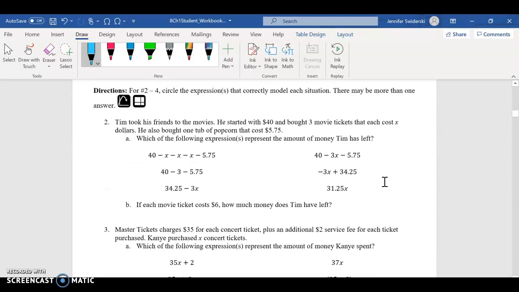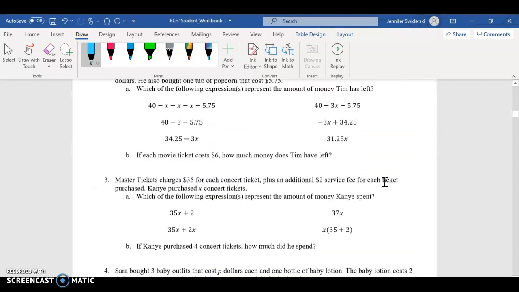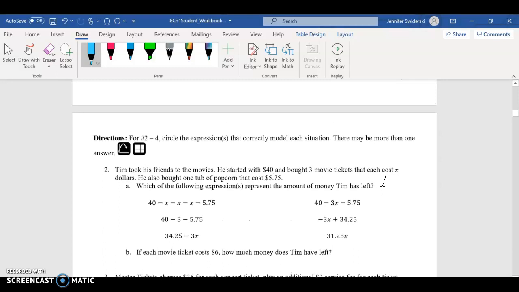But before we do that, we're going to go down to page 10 and read each of these situations. For me, it's really important that you underline key information in these. Number 2 says, Tim took his friends to the movies. He started with $40 and bought 3 movie tickets that each cost x dollars. He also bought 1 tub of popcorn that was $5.75. Which of the following expressions represents the amount of money Tim has left?